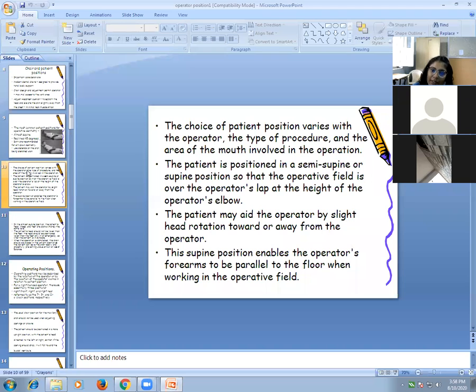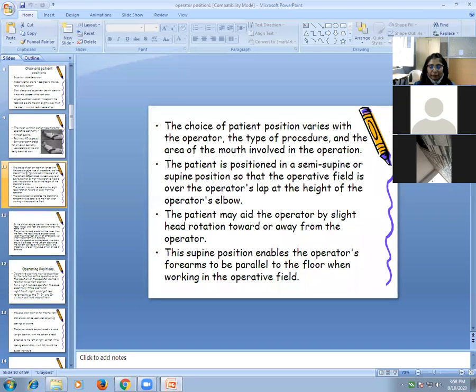The supine position enables the operator's forearms to be parallel to the floor when working in the operative field. Please try to understand how you have to position. I have seen students going into the patient's mouth, leaning over the patient's mouth. That is not a good sign of an operator. Always maintain some distance between the patient and yourself, like the distance while reading a book. Never touch the patient's head. Keep maintaining distance from the patient's head.